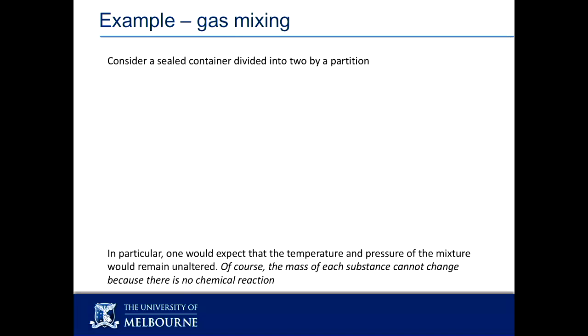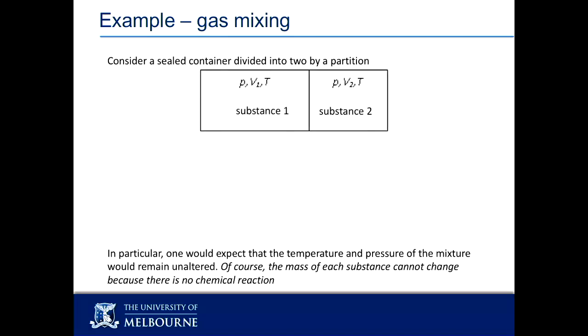All right. Now we're going to do gas mixing. Once again, two boxes separated by a partition. P, V, and T for substance 1, P, V, and T for substance 2.